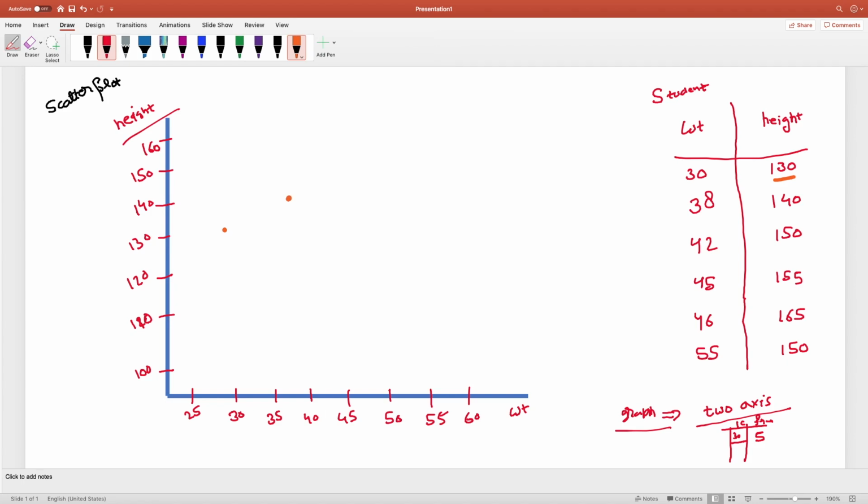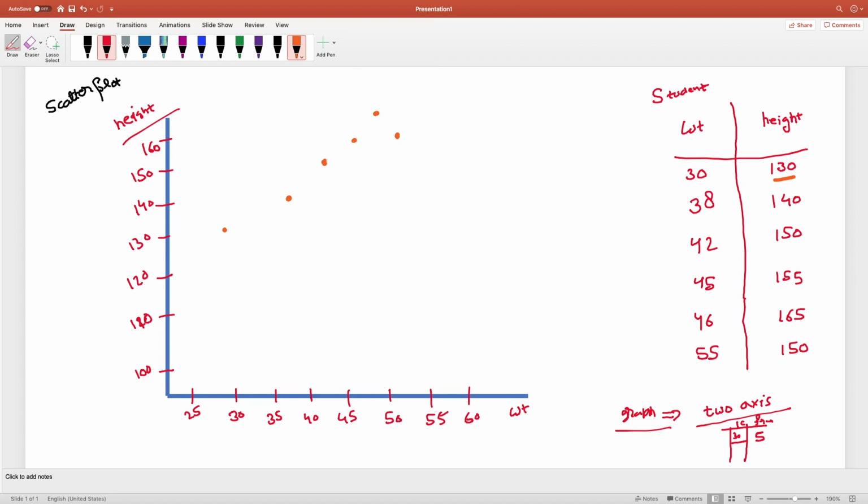Then we have 42, which is somewhere around 150. Then we have 45 as the weight, and 155 as the height, somewhere here, right? And then we have 46, and then we have 165. So 46 is going to lie somewhere here, and the weight is 165, somewhere here, right? And then we have 55, and the weight is 150, somewhere here, right?